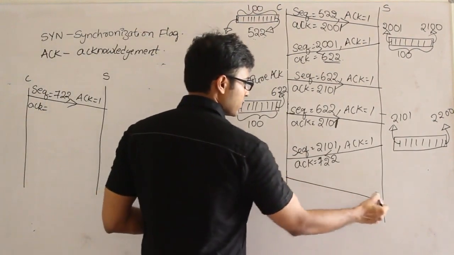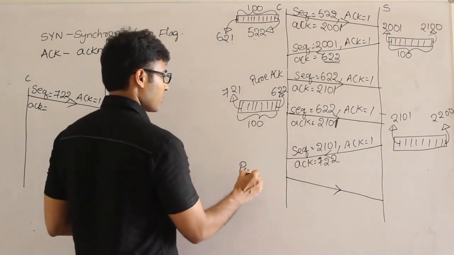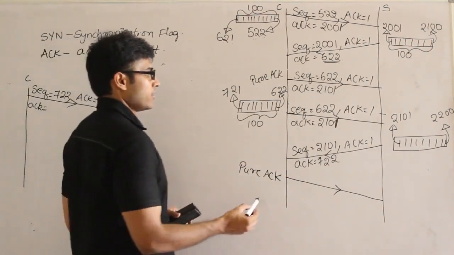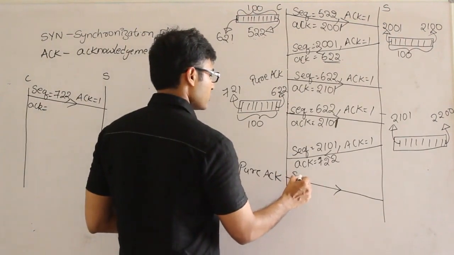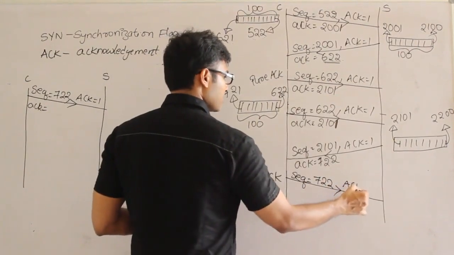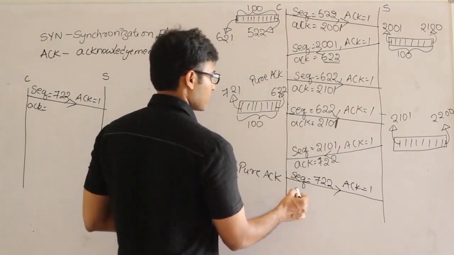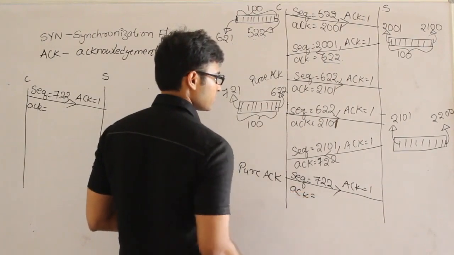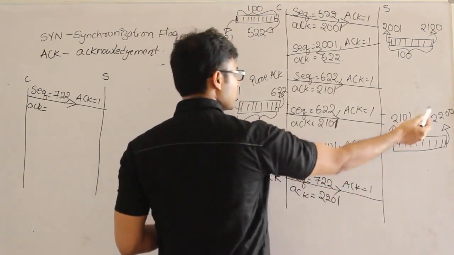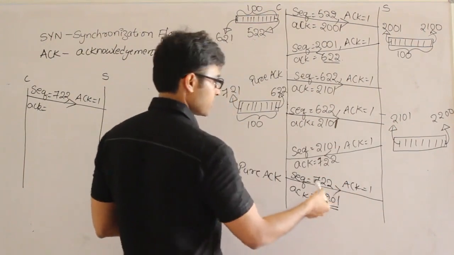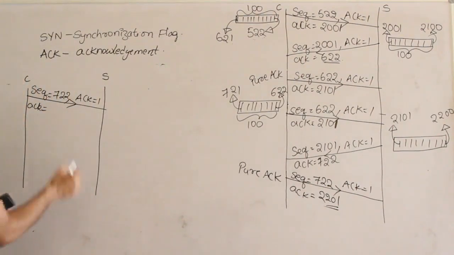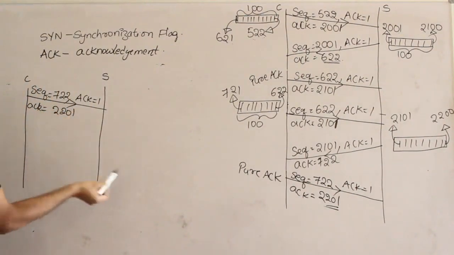Let us say we already sent the pure acknowledgement. Previously I forgot to send this pure acknowledgement. And in this pure acknowledgement, what should be the sequence number? The sequence number available is 722, and the acknowledgement number is, how much? 2201. Why? We got till 2200, therefore the next byte expected is 2201. Now what is the acknowledgement number? Again 2201 only, because after that we didn't receive anything.